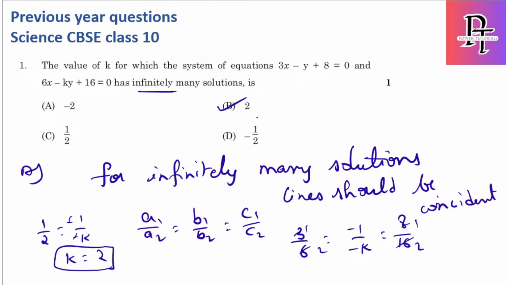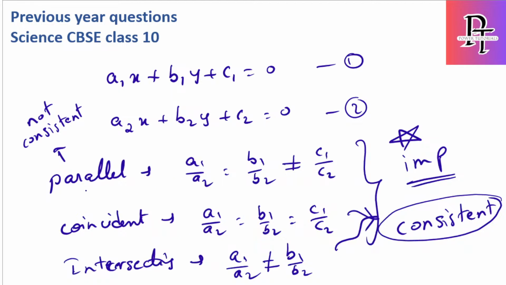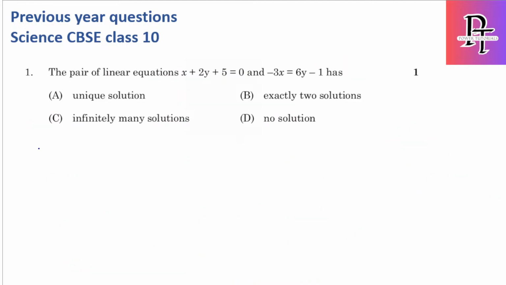I'll just repeat the same slide again. See here, for coincident, this is the condition: A1 by A2 should be equal to B1 by B2 should be equal to C1 by C2. So let's move to the next question. These are a few more MCQs.